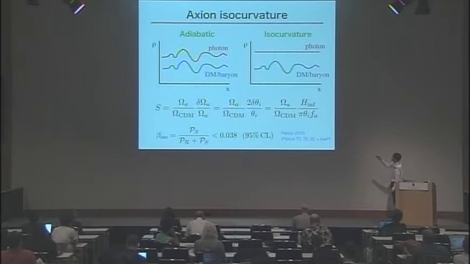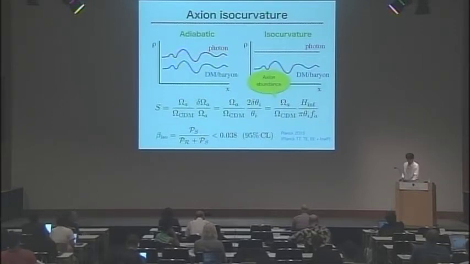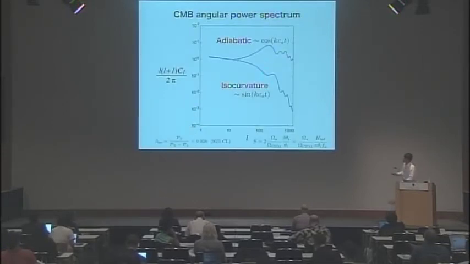So even if you could somehow adjust cosmic time from point to point, you cannot get rid of the fluctuation between dark matter and photon. And this adiabatic and isocurvature perturbation exhibit themselves in a quite different way in the CMB temperature anisotropies. This is adiabatic perturbation, and this is isocurvature perturbation, due to the baryon acoustic oscillations.